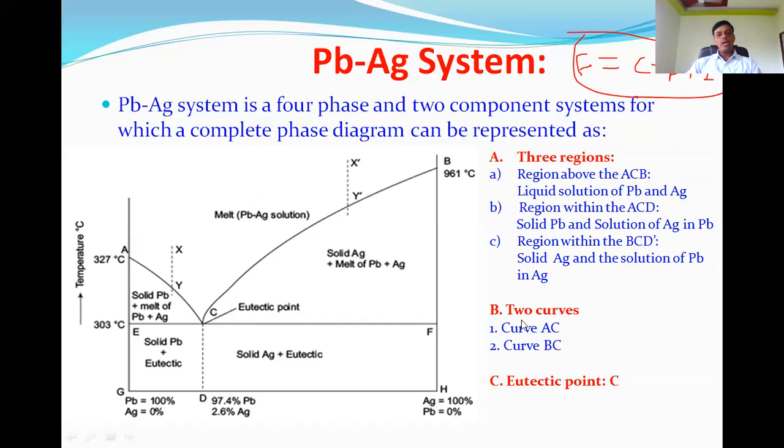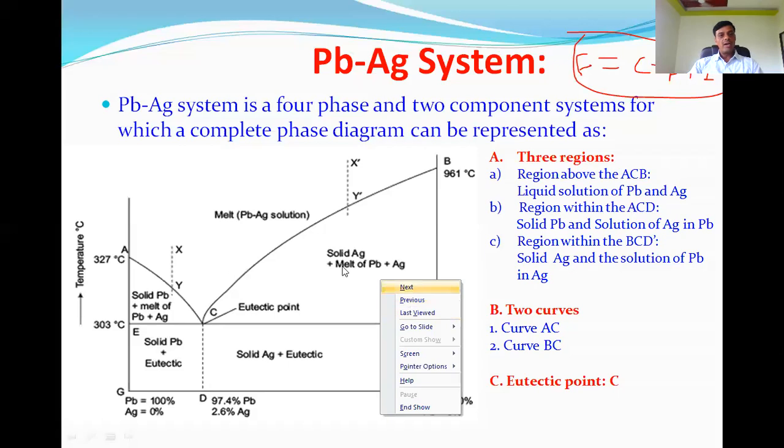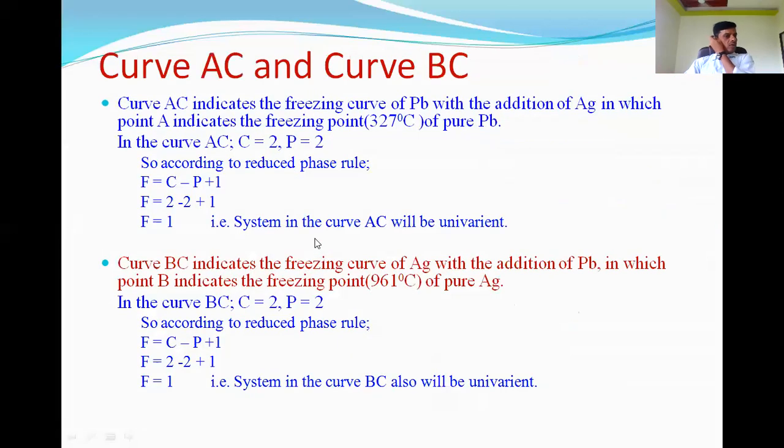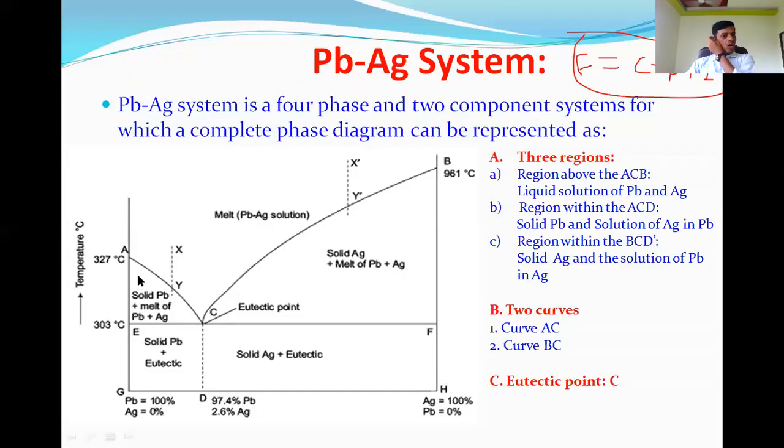Now, while moving to the curves, if you observe this diagram carefully, you will find only 2 curves, curve AC and curve BC. To explain this curve, I will go to the next slide. If you look at the figure carefully, you will only have curve AC and curve BC.